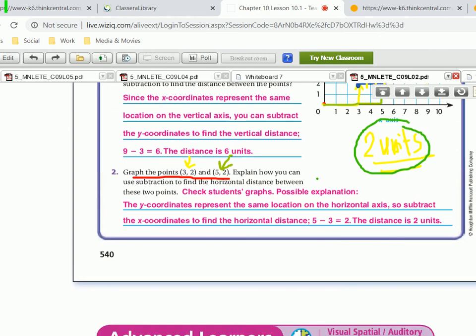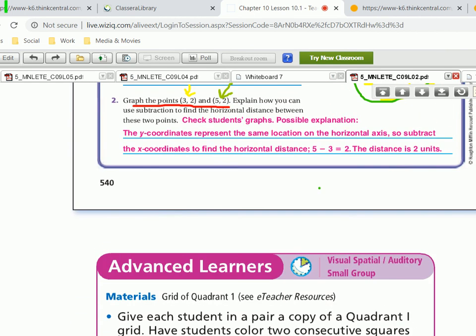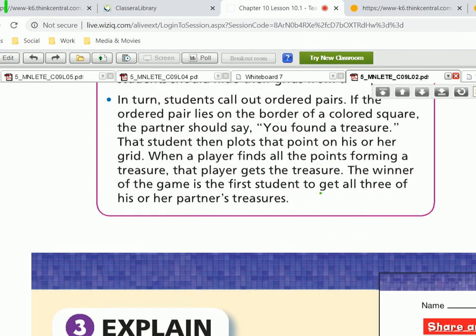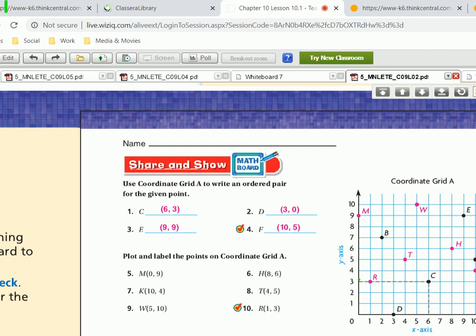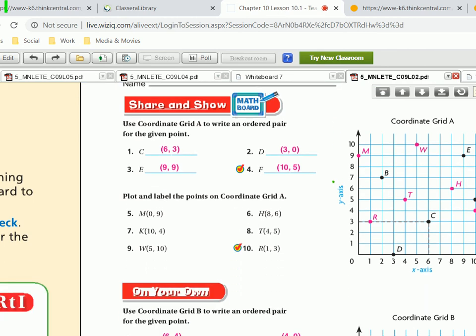Okay, so that's the meaning of ordered pairs. It's a very easy lesson, but you have to understand it. Okay, you have to be accurate if you want to plot the point. Okay, it's very important to plot the point in the correct place.